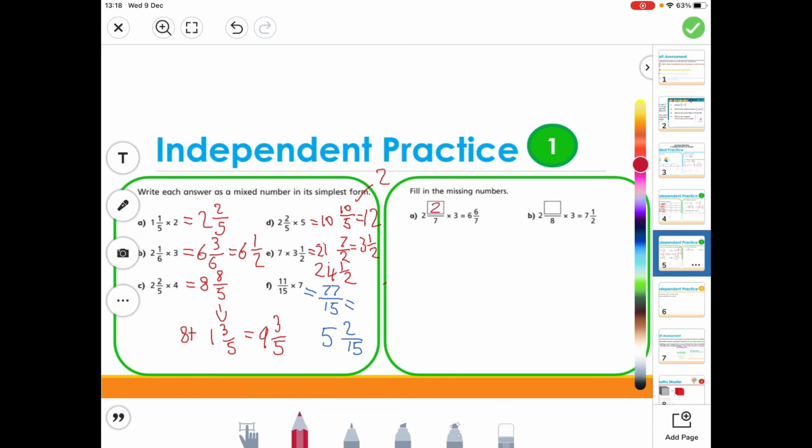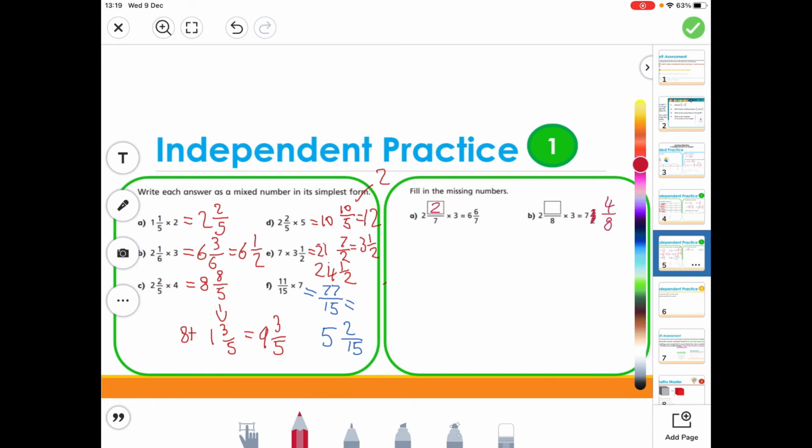Okay, let's move on to the second one. 2 and something over 8 multiplied by 3 equals 7.5. Now, I'm going to change the denominators so they are the same. So instead of 7.5, I'm going to change it to 4/8, because half is the same as 4/8. Okay, now my denominators are the same. It's going to be slightly easier.